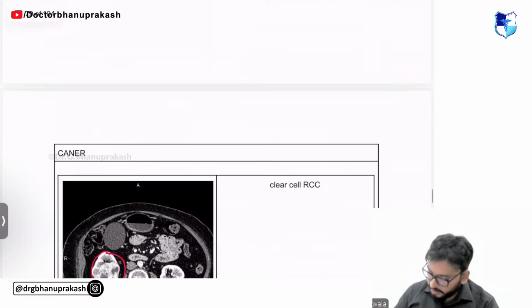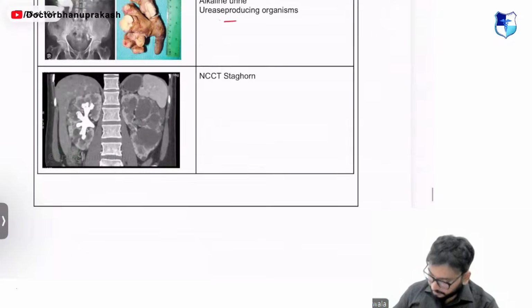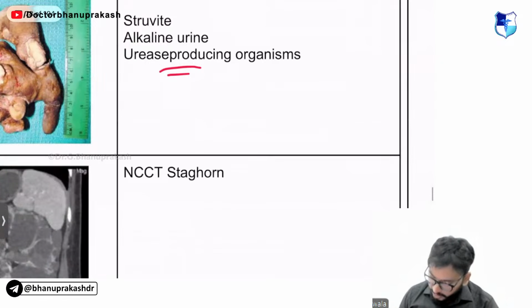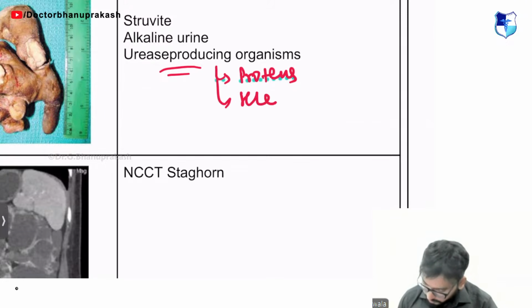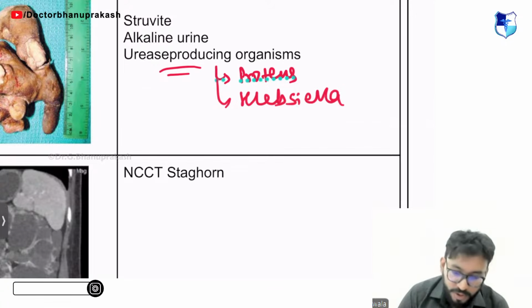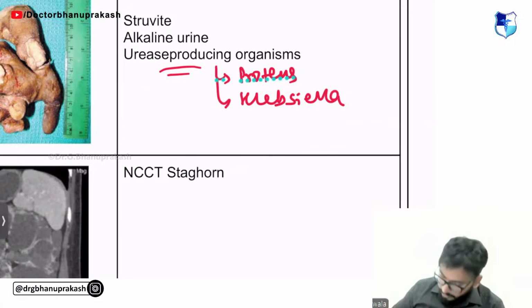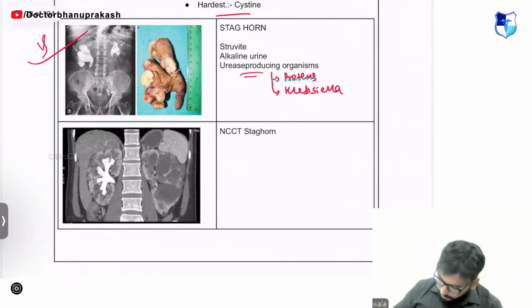I'll write the organisms, guys. Urease producing organisms like Proteus and Klebsiella. Okay, Proteus and Klebsiella.